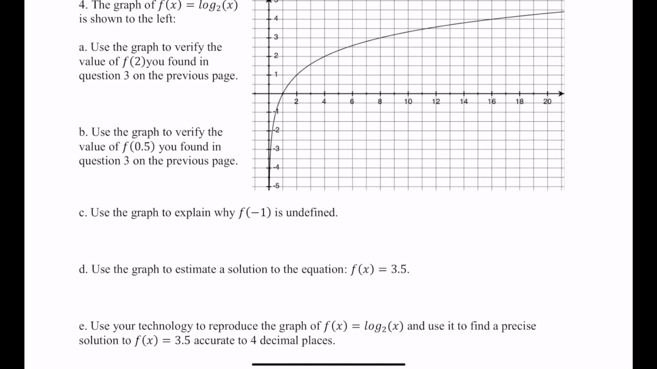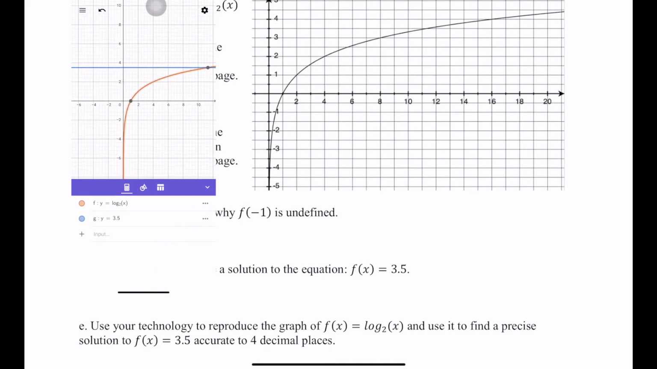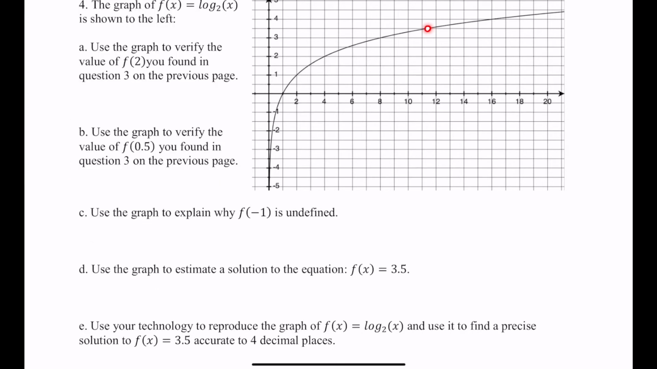Part E, let's use technology to reproduce the graph of f of x equals log base 2 of x and use it to find a precise solution to f of x equals 3.5 to 4 decimal places. So now on my screen you can see GeoGebra this time, and I'm going to rearrange so that I can see this intersection better. And if I tap it, I can see that I'm at 11.3137 to 4 decimal places, which jives pretty closely to what we estimated here by using the original graph on our handouts.